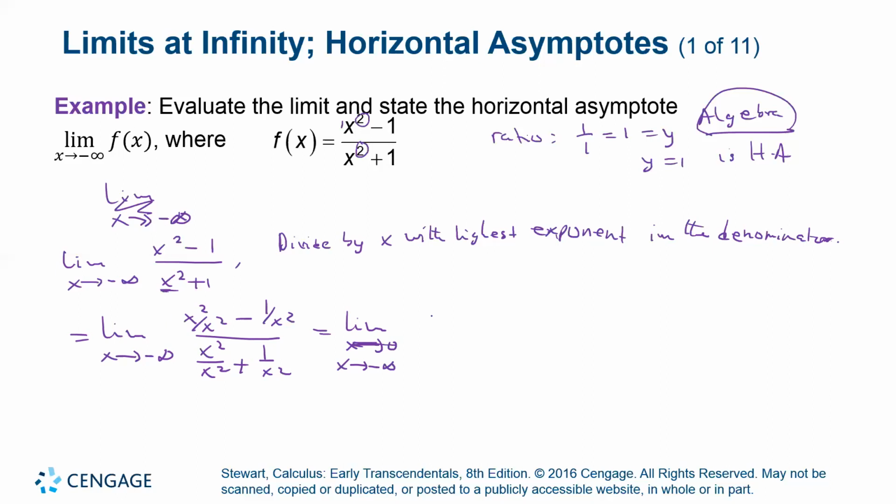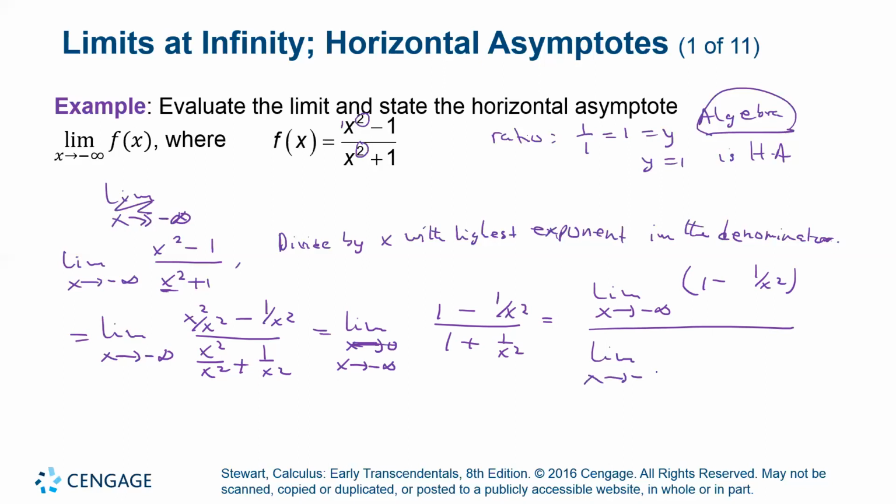So this gives the limit as x approaches negative infinity of 1 minus 1 over x squared, over 1 plus 1 over x squared. This limit is the same as the limit as x approaches negative infinity of 1 minus 1 over x squared, divided by the limit as x approaches negative infinity of 1 plus 1 over x squared.